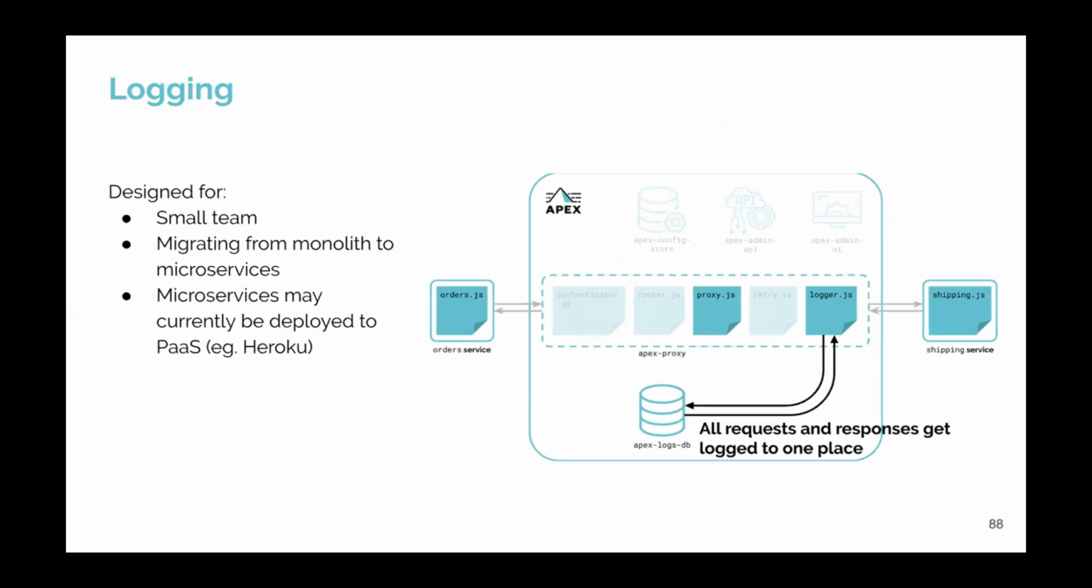All requests are logged to one place, our Apex logs database. So the logging section of our middleware communicates consistently for every request and response to keep an up-to-date record in exactly one place, so that if there is a network fault or any reason to look at the history of requests, you can see that very easily in one place.